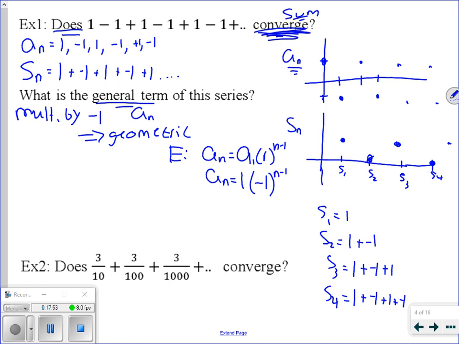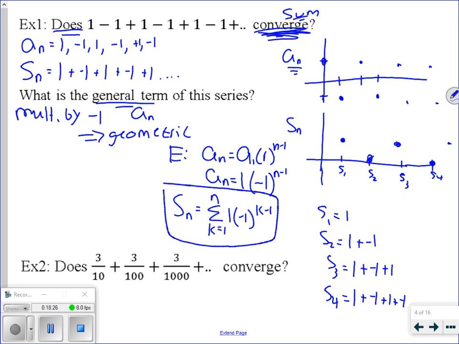If that is the explicit formula, then my partial sum is going to be the summation of k equals 1 to n of 1 times negative 1 to the k minus 1 power. And if I'm talking about my infinite sum, then n would just be infinity. So this is the representation of my partial sums, and this is the representation of my explicit formula.